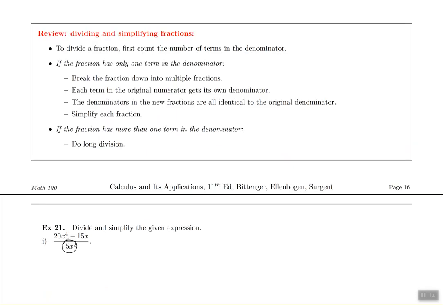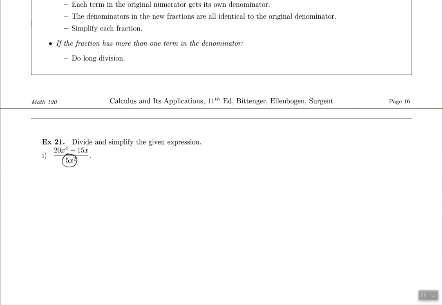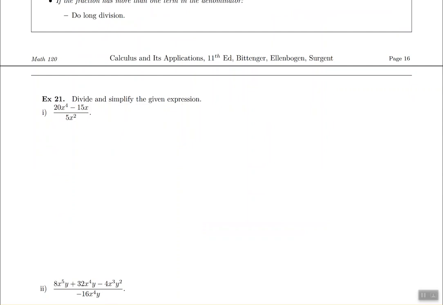So, again, the first kind is the kind where we have one term in the denominator, and those ones are pretty straightforward. All we have to do is follow the guidelines that are described here in this list. So let's begin with the 21 example, part 1, which says 20x to the power of 4 minus 15x, all divided by 5x squared. And again, I want to mention here that this problem has one term only.